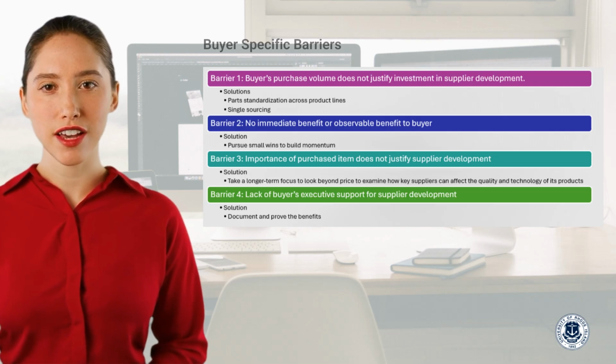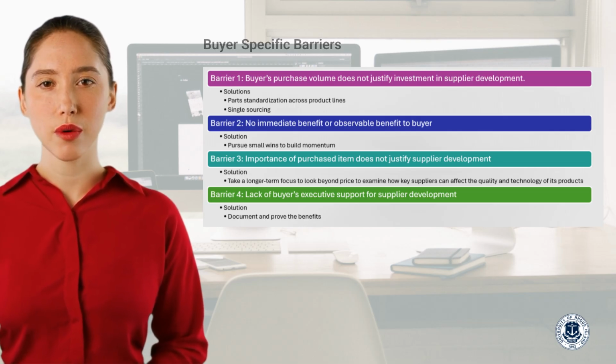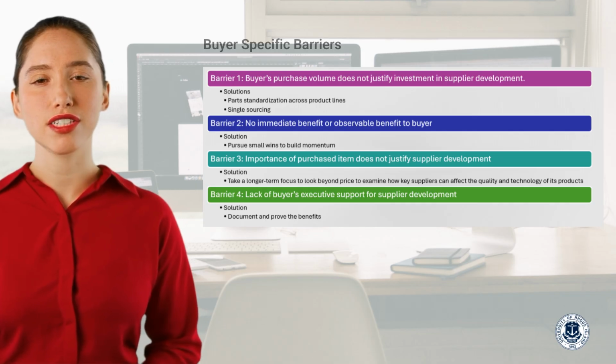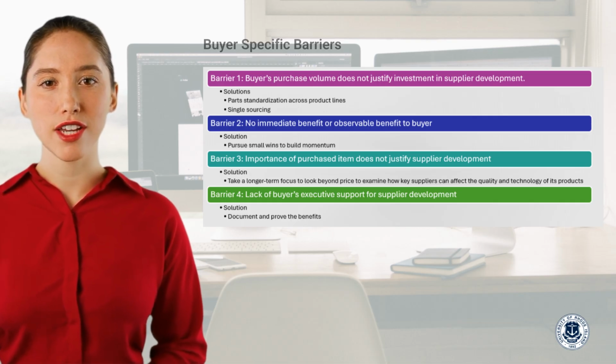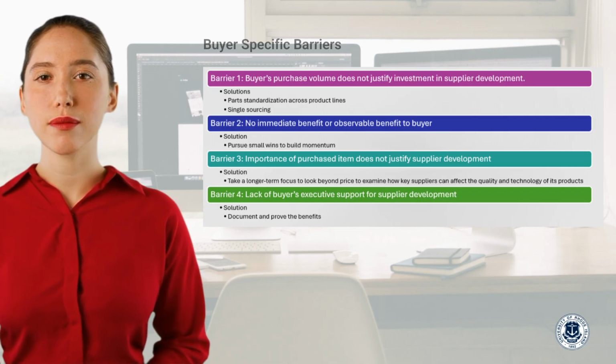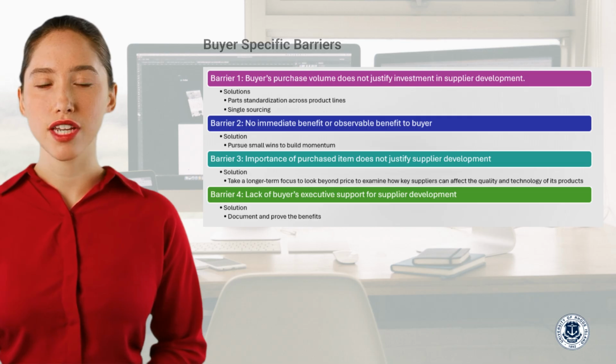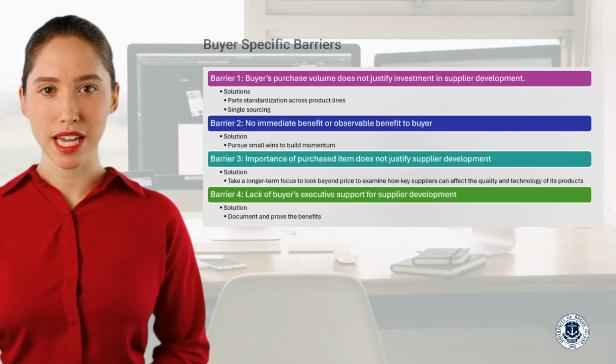The third barrier occurs when the purchased item seems unimportant. If the item is viewed as low value, development appears unnecessary. However, buyers should adopt a longer-term perspective and look beyond price. Even small components can influence product quality, reliability, and technological capability.